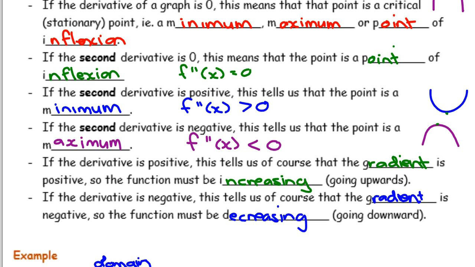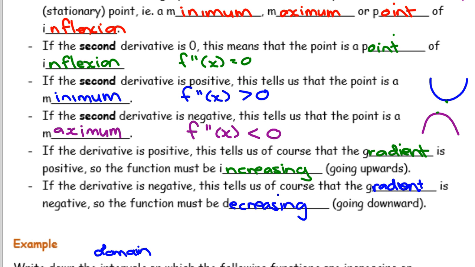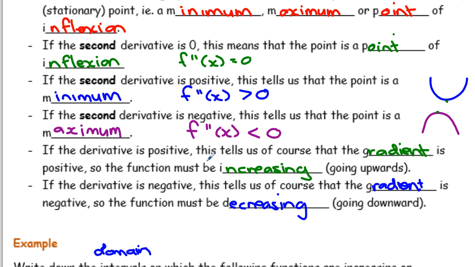If the first derivative is positive, this tells us, of course, that the gradient is positive. Remember, if you sub x into the derivative, it tells you the value of the gradient at that point only. So the function is increasing. If something has a positive gradient, it's going upwards, isn't it? So if you sub the x value into the first derivative and you get a positive answer, it just tells us that the graph is going up at that point.